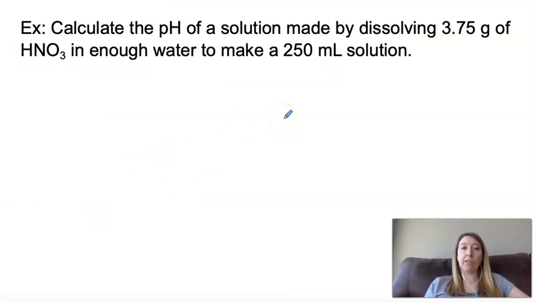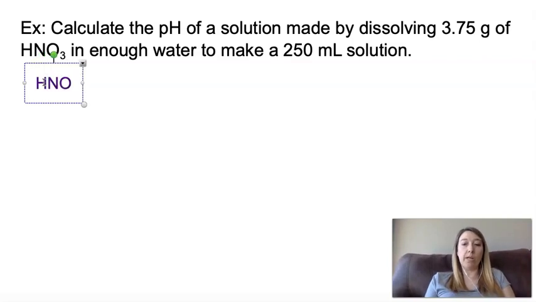Okay, so let's look at one that's a little bit more complicated. So now you're being asked to determine the pH of a solution made by dissolving 3.75 grams of HNO3 in enough water to make a 250 ml solution. So we've been given information for nitric acid. To calculate pH, we need to get hydronium.